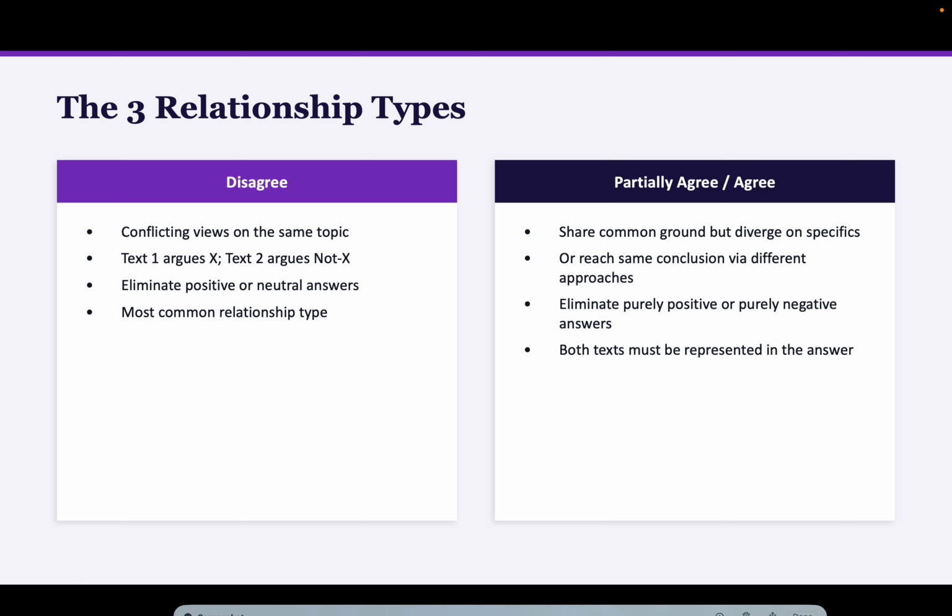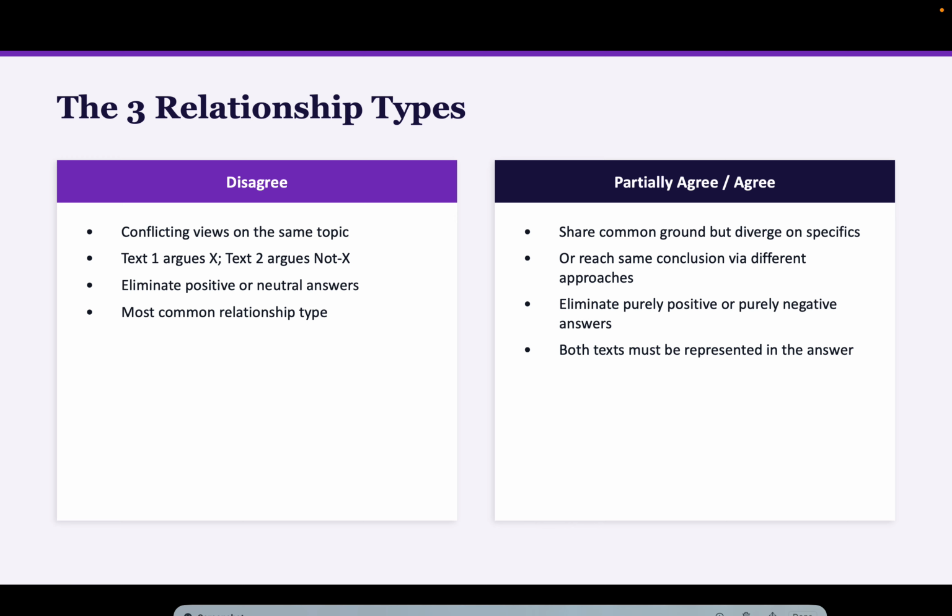And in these cases, you want to eliminate purely positive or purely negative answers. If it's too positive, then you don't want to pick that, because clearly there is still some kind of nuance being contributed by author 2, or things that they think author 1 should consider, reconsider, or look into. And if it's purely negative, that's also not true, just because there is some kind of agreement we can see. And both texts must be represented in that answer.